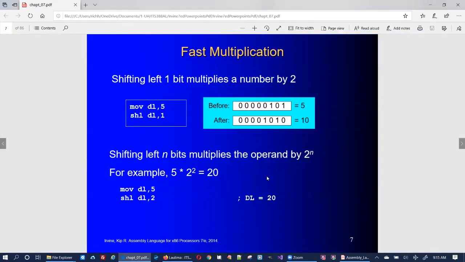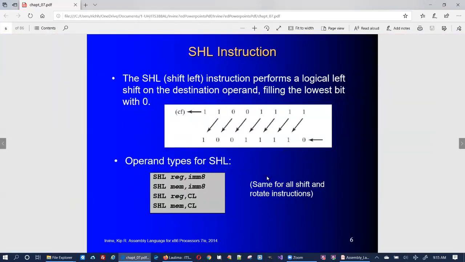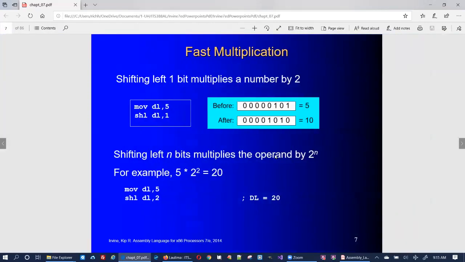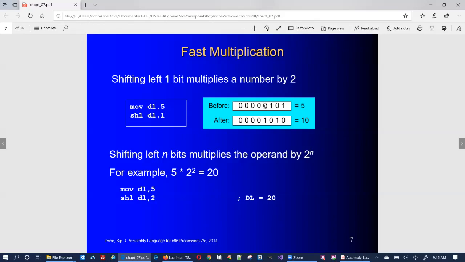Anyway, when you're looking at shift left, we're actually multiplying by 2. For example, let's say that the byte has the value 5 in it, 0 0 0 0 0 1 0 1, and we shift left once. Let's say this is the DL register. We shift left once, and then it looks like this, and it's 10. So shifting left n bits is like multiplying the operand by 2 to the n power. If we want to multiply by 4, we shift left twice.